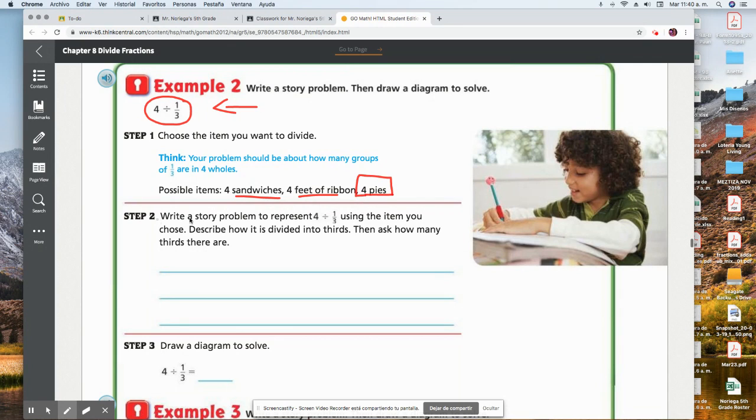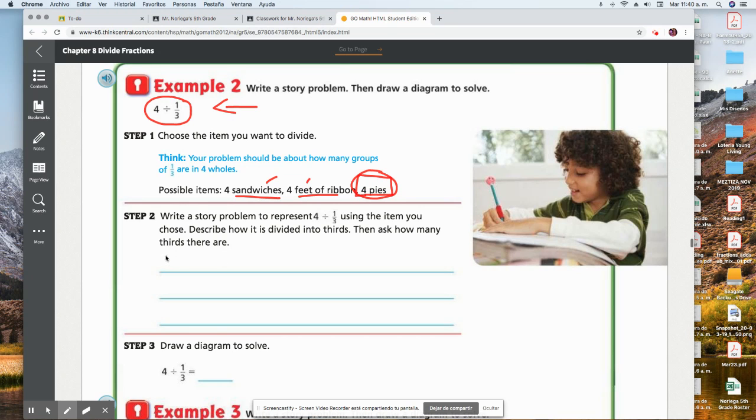Okay, and then step 2, write a story problem to represent 4 divided by 1/3 using the item you chose. I chose 4 pies. Again, you can choose 4 feet of ribbon or 4 sandwiches. It's up to you. Describe how it is divided into thirds and ask how many thirds there are.